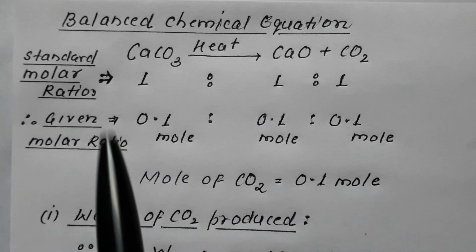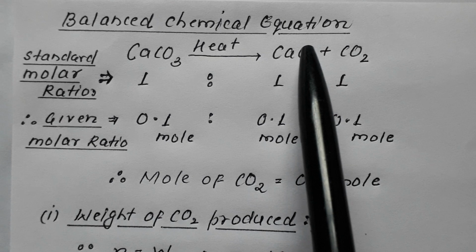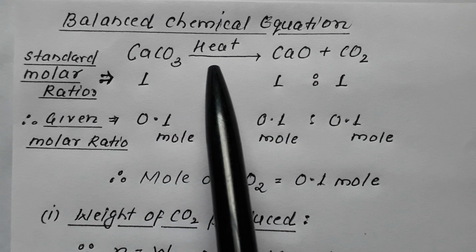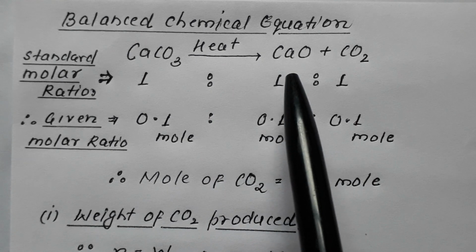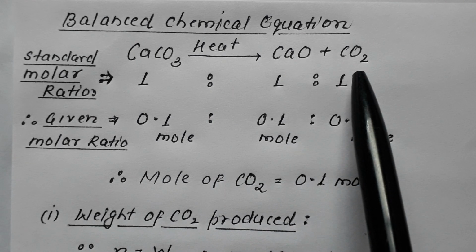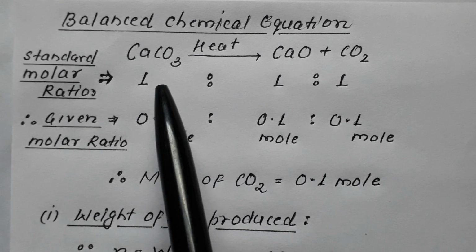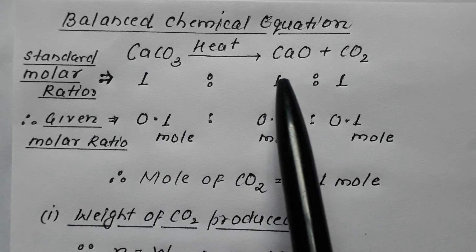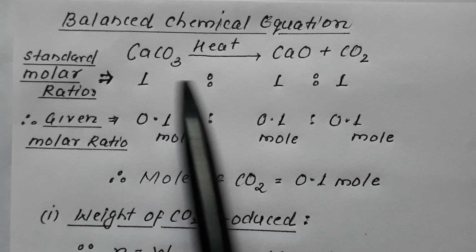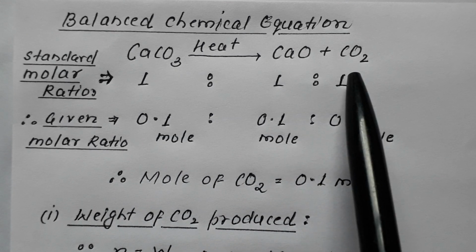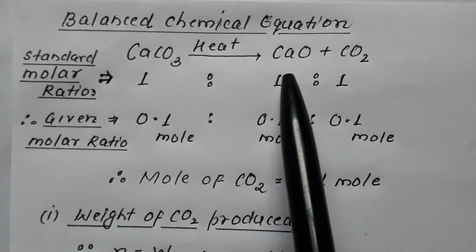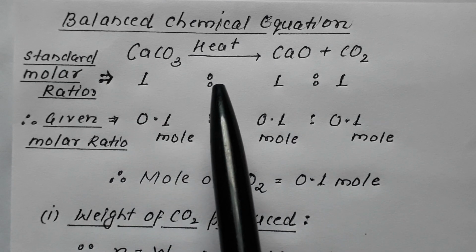Now the balanced chemical equation is CaCO3, calcium carbonate. When strongly heated, it converts into calcium oxide, releasing CO2. CaCO3 is called limestone, and CaO is called quicklime. So this limestone converts into quicklime, releasing carbon dioxide. So CaCO3 on heating converts into CaO and CO2. This reaction is already balanced, so it need not be balanced.